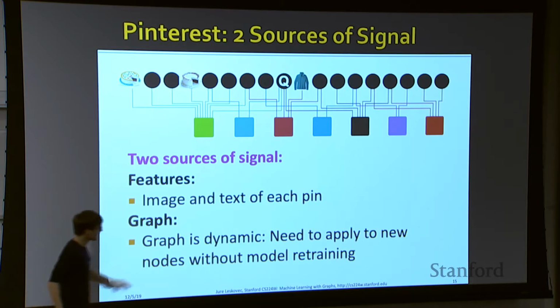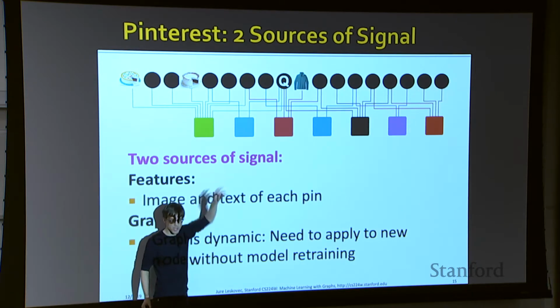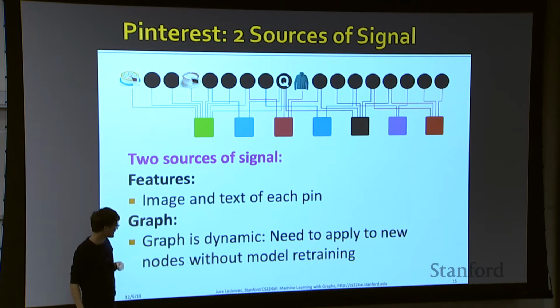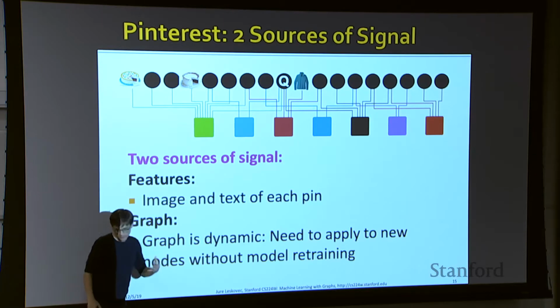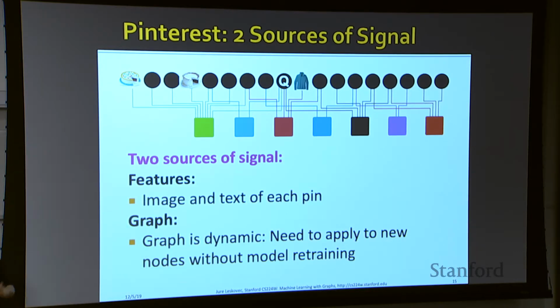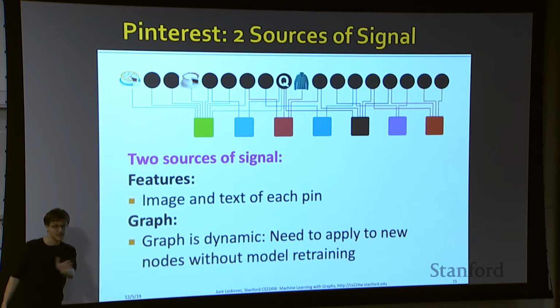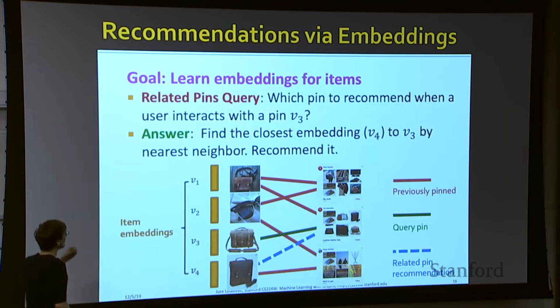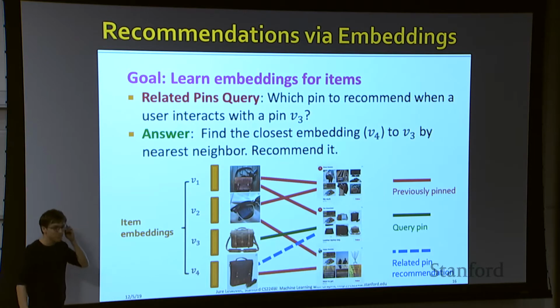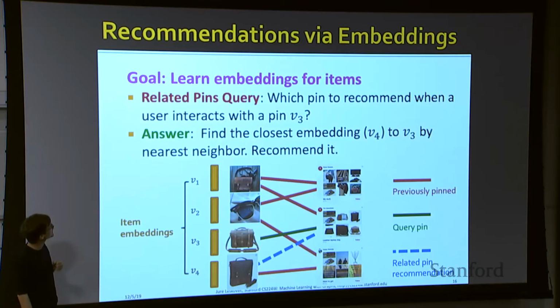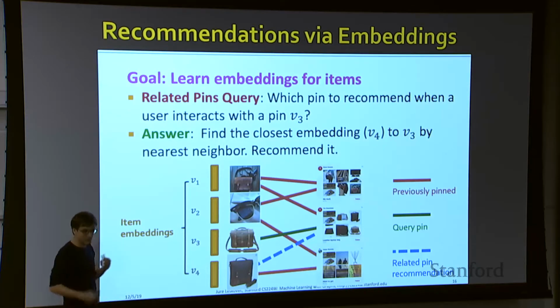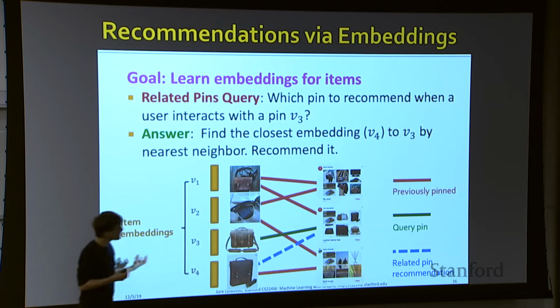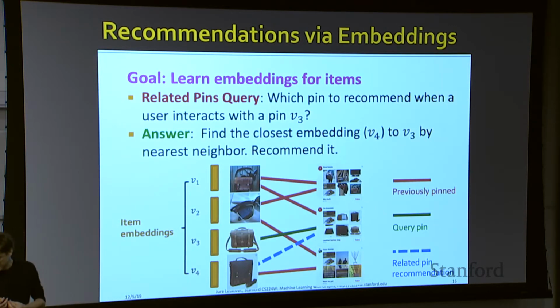What is interesting is that the graph is dynamic. It is changing as people save more pins, and we need to be able to apply our model to this graph as it is evolving. The other important thing is that our goal will be to learn embeddings of items, to learn embeddings of pins. The way we will use these embeddings is that, for a given pin, we will want to say what other pins are most similar to it, right?